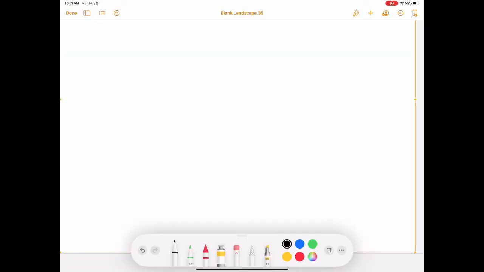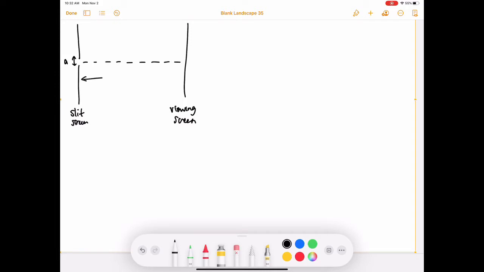Okay, so let's start by drawing a picture. Here is our slit screen. The width of that slit is A. And then over here we have the viewing screen. Let's draw the center line between those two screens like so. The distance from one screen to the other is going to be L. Okay. Next, we're going to draw the diffraction pattern that appears on our viewing screen.